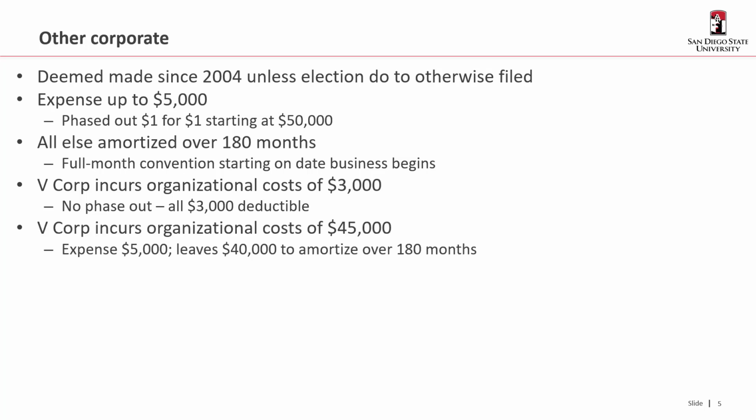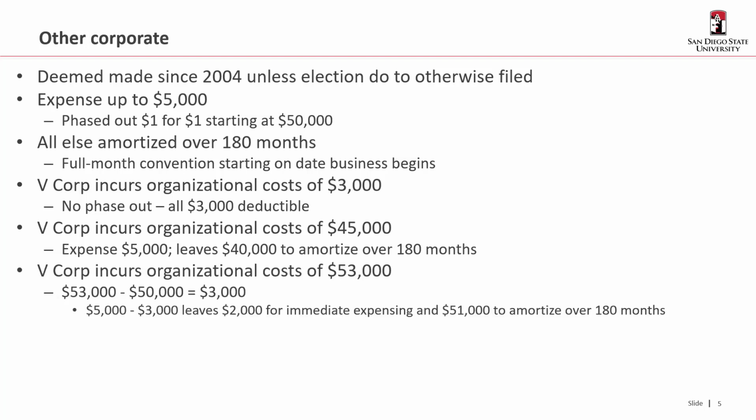Let's say instead that V Corp incurs organizational costs of $45,000. Well, they're still a small business, a small corporation as far as 248 is concerned, so they can expense $5,000, but that leaves $40,000 of their organizational costs that they'll now need to amortize over 180 months or 15 years, starting in the month in which they begin business.